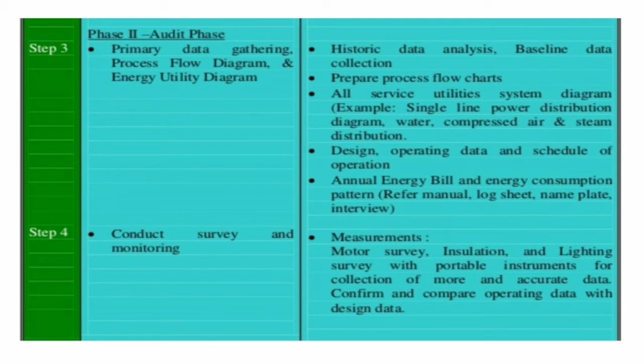Step 4 is conduct survey and monitoring. The result is measurements, motor survey, insulation and lighting survey with portable instruments for collection of more and more accurate data, confirmation and comparing operating data with design data. So they will conduct a survey once they get all the data, and after conducting the survey they will get the particular consumption of energy in each of the equipments and the assembly lines, so that they can make a note of which particular area or equipment is consuming what amount of energy, so they can improve further.